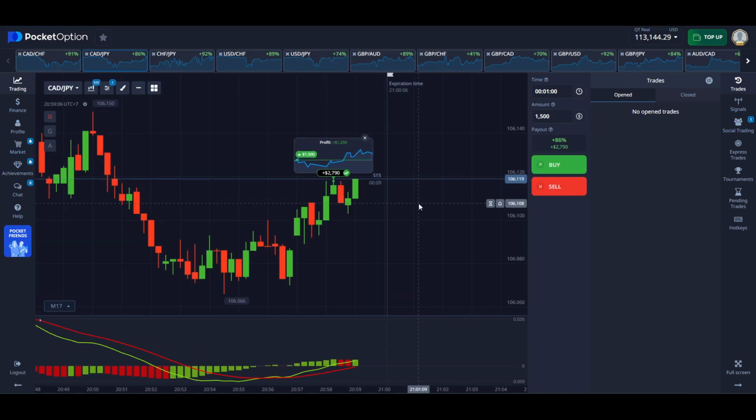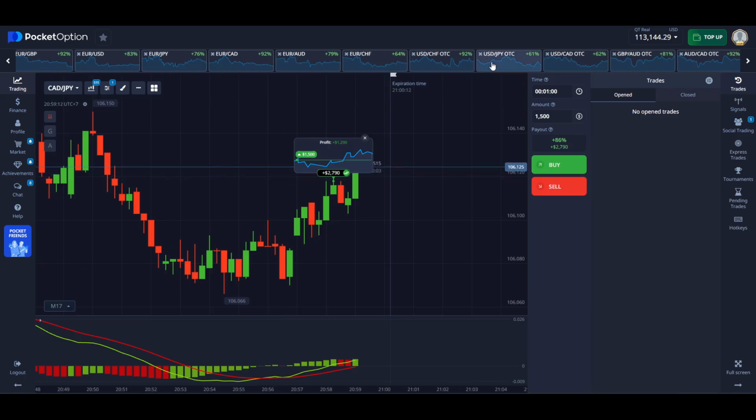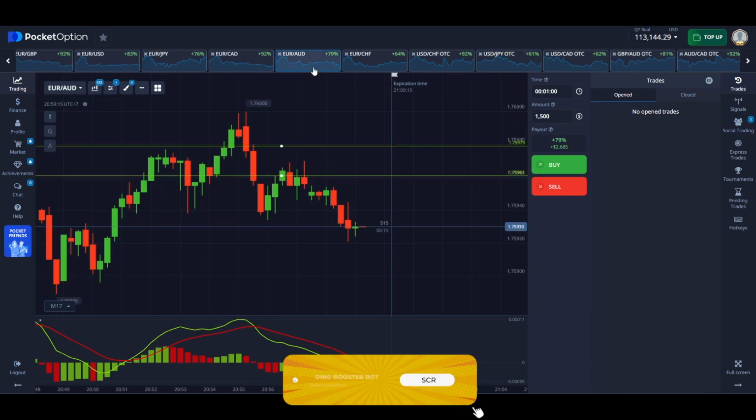Practice is most important. The advantages of MACD are that any beginner trader can use it, and this indicator works on OTC and regular markets.